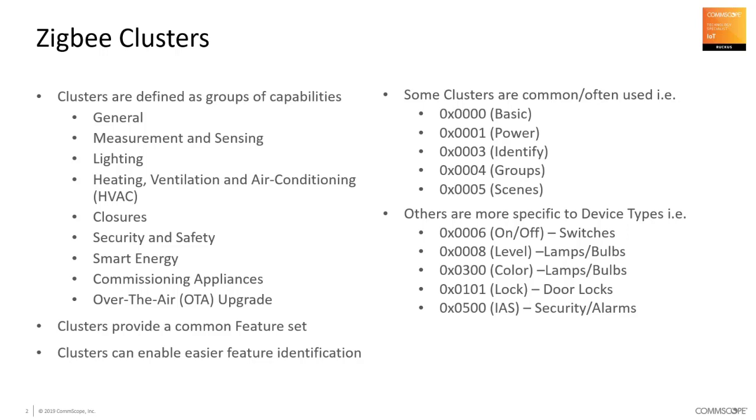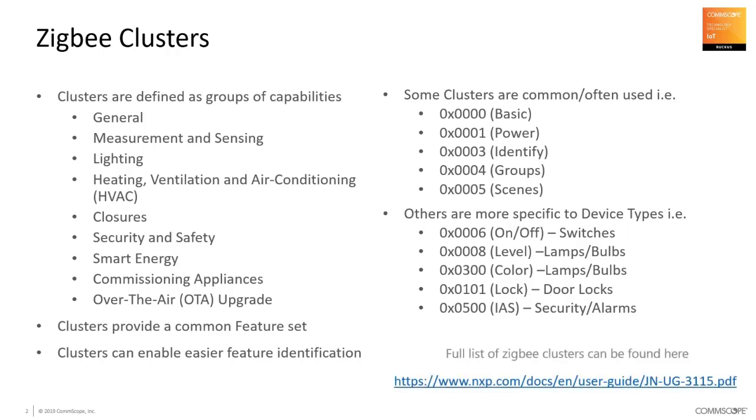If we were again a bulb, we could use the color cluster so that we could allow ourselves to be changed or to report what color we are. If we're a door lock, we might use the 101 cluster. And there is a fairly new cluster, which is called the IAS cluster, which is used for security and alarm notification, which is on 500. So again, we can build up the groups of clusters that our sensor can support just by adding these different clusters within the sensor capability.